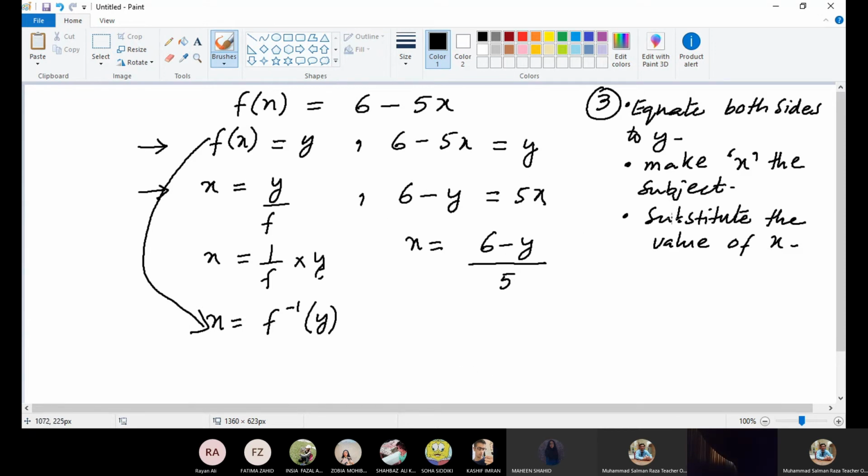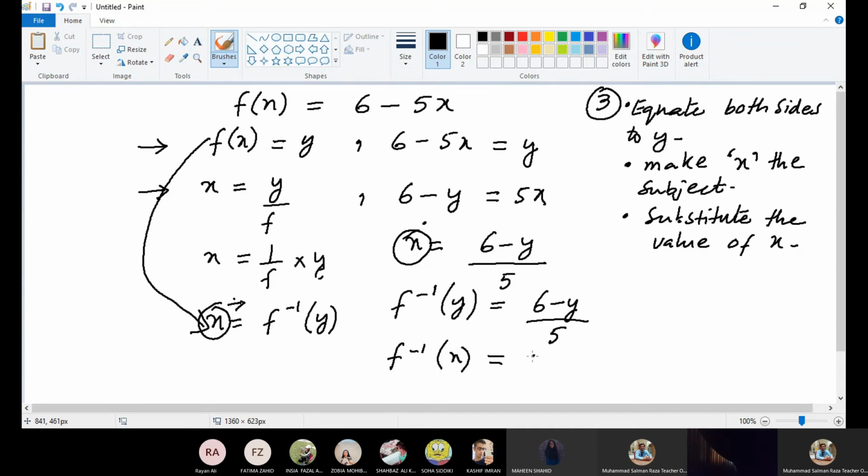And the third step is to substitute the value of x. We have got one of the values of x like this and one other like this. So I am going to take the value of x from here and put it over here. So it is going to become f inverse of y is equal to 6 minus y upon 5. This is the inverse of the function. But the examiner wants it in this state. He asks you to write it in this way.